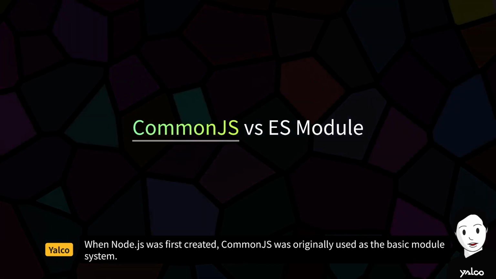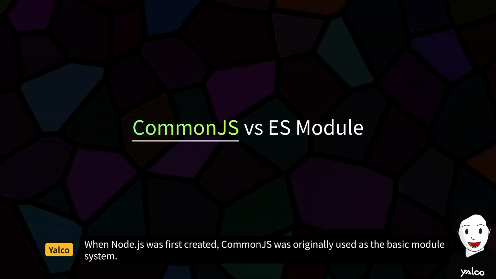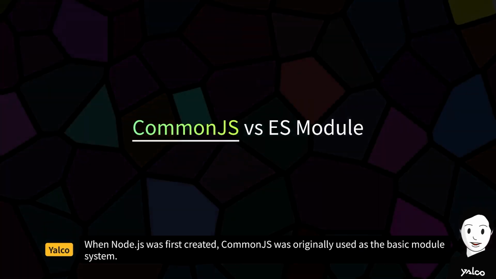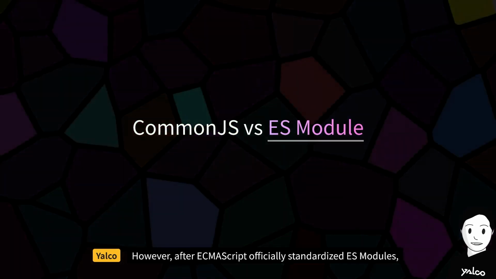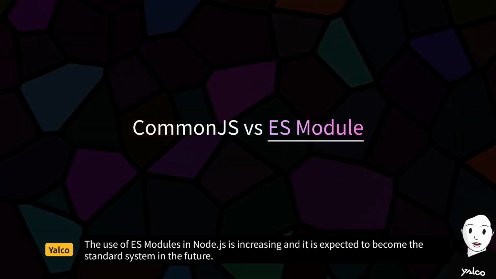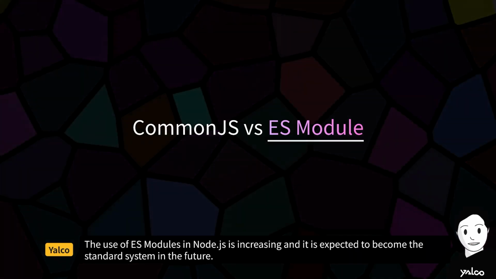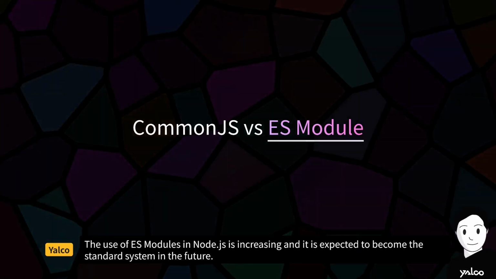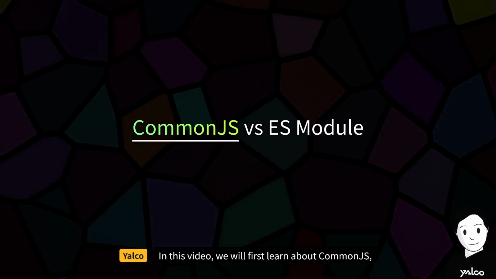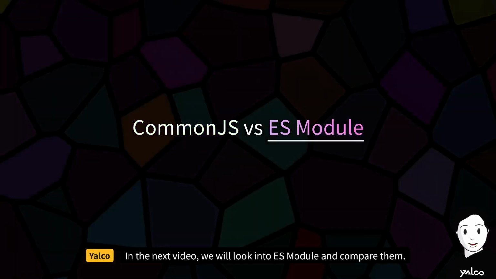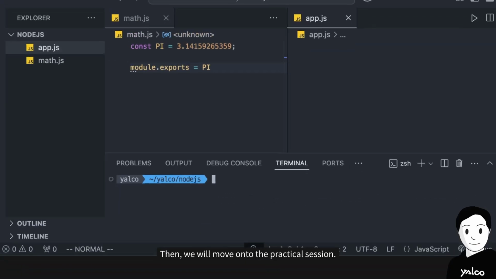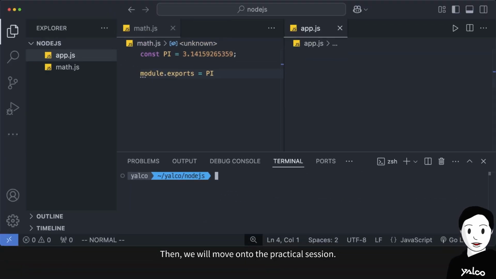When Node.js was first created, CommonJS was originally used as the basic module system. However, after ECMAScript officially standardized ES modules, the use of ES modules in Node.js is increasing, and it is expected to become the standard system in the future. In this video, we will first learn about CommonJS. In the next video, we will look into ES modules and compare them. Then, we will move on to the practical session.